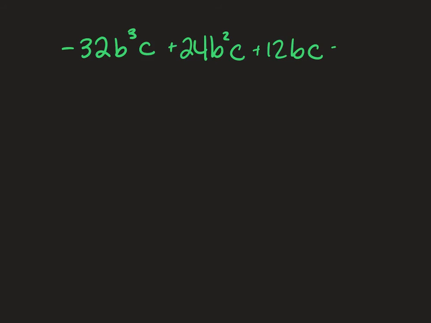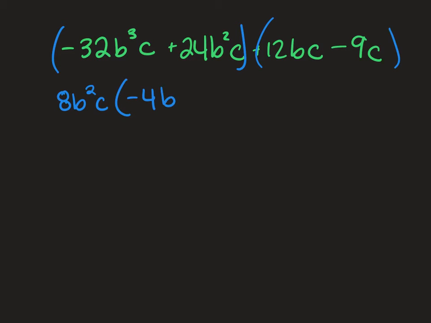Okay, number 8 is negative 32b to the third c plus 24b squared c plus 12bc minus 9c. So we're going to group and group. Okay, so from the first one, we can take out 8b squared c, which leaves us with negative 4b plus 3.